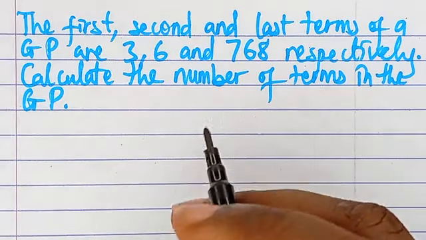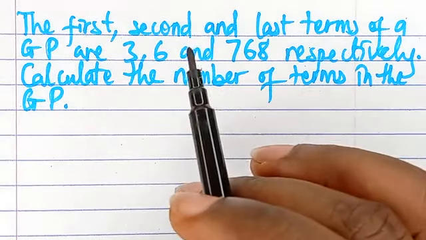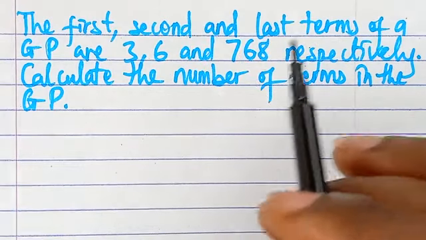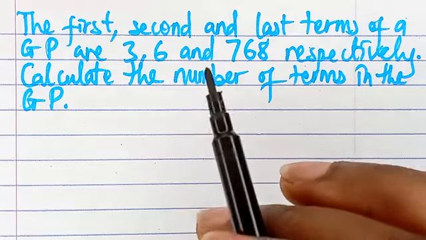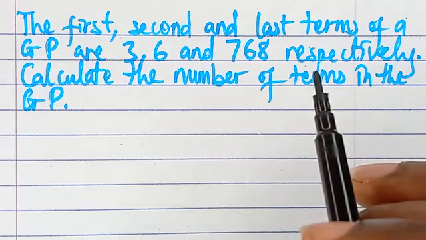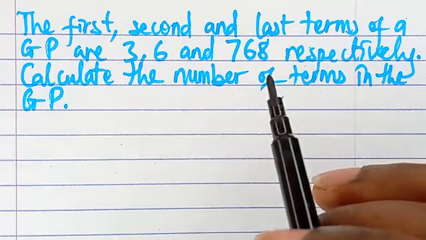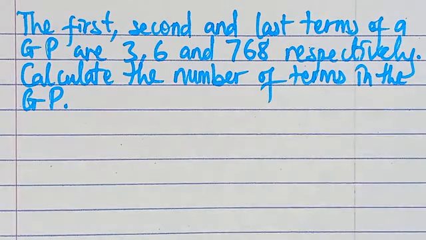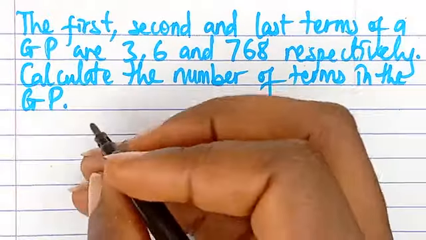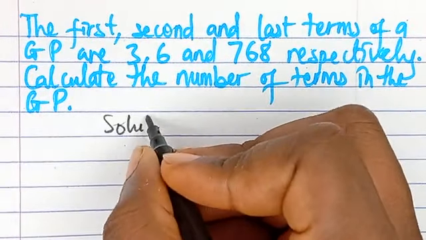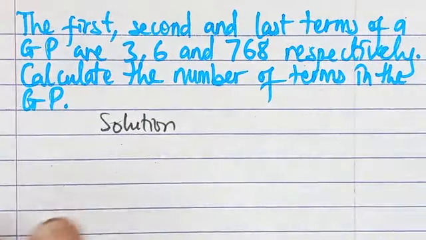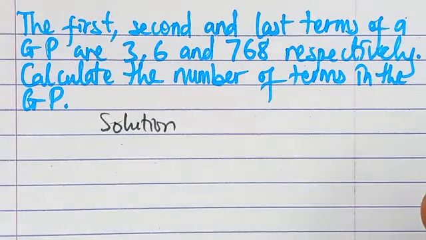Now we have this very next example. The first, second, and last terms of a GP are 3, 6, and 768 respectively. Calculate the number of terms in the GP. Now, first of all, we can't panic. We have to just go over writing down our parameters so that we can understand what we should do.